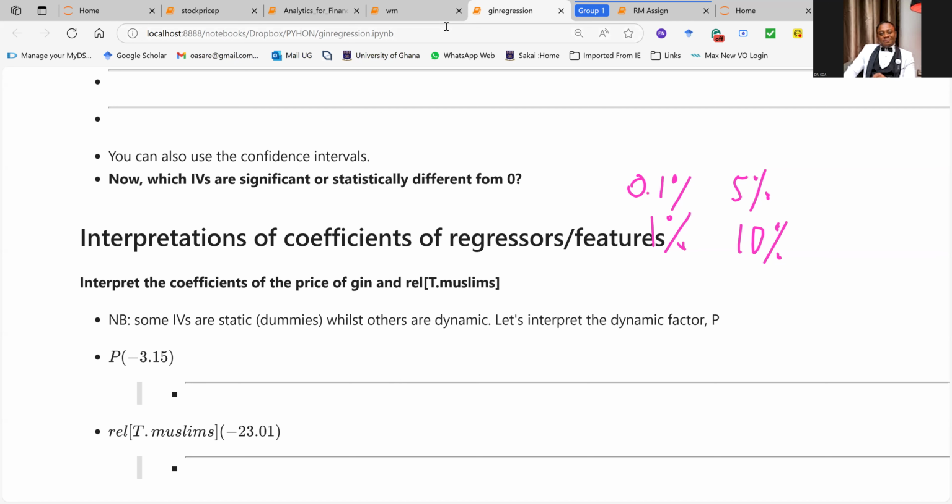On average, I'm repeating it. Given the complement price of gin, income of the people, location of the shop, occupation and religion of the people, a 1 unit increase in the price of gin reduces the quantity demanded of gin by 3.15 units.